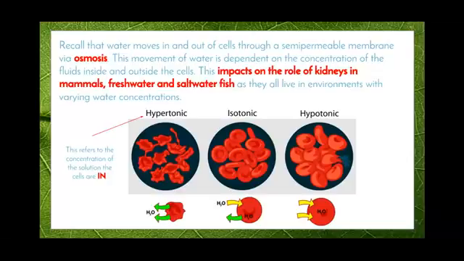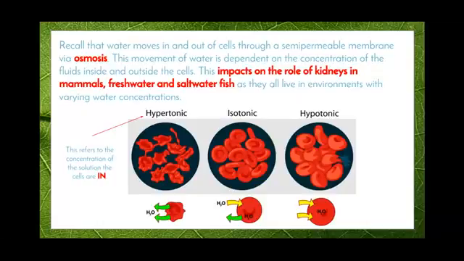Just for your information, the names for each of the solutions refer to the solution that the cells are placed in. So in the first image, we have red blood cells being placed in a hypertonic solution. This means that there is more water inside the cells than there is outside the cells. So there's a higher solute concentration in the fluid surrounding the cells. As a result of this, water is constantly leaving the cells, trying to balance the concentration of water inside and outside of the cell. And we end up with our cells shriveling.